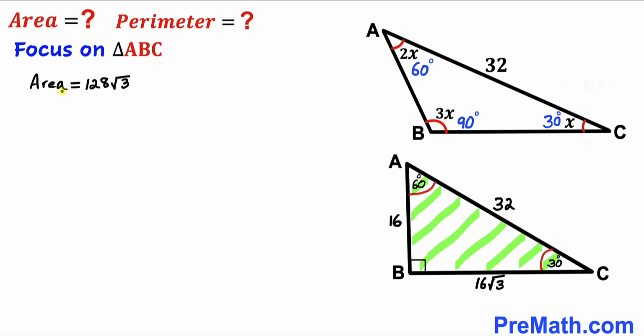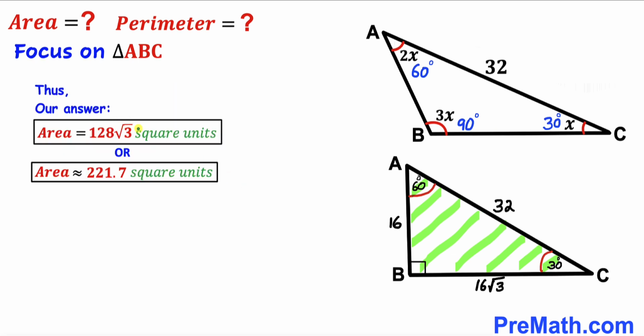So the area of this triangle turns out to be 128 times square root of 3 square units, and that is approximately equal to 221.7 square units as well. So once again, the area of this triangle ABC turns out to be 128 times square root of 3 square units, approximately equal to 221.7 square units as well.